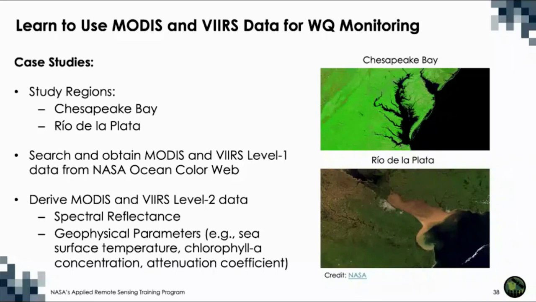Today, we will learn to search and acquire MODIS and VIIRS Level 1 data from the NASA Ocean Color website for these regions. And in subsequent sessions, we will derive water quality parameters from these Level 1 data. Next, we will have a demonstration of how to get MODIS and VIIRS Level 1 data.